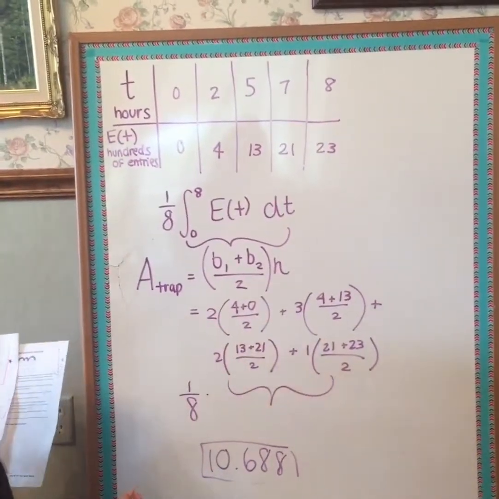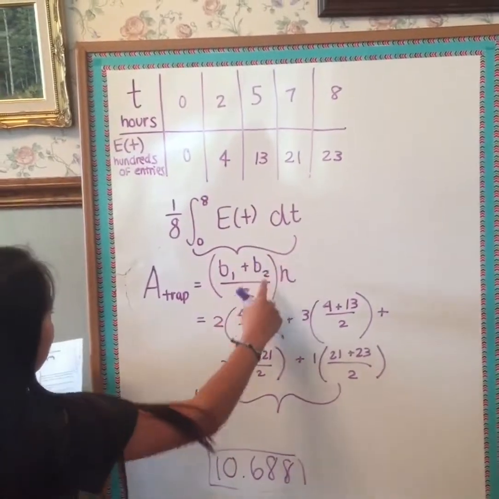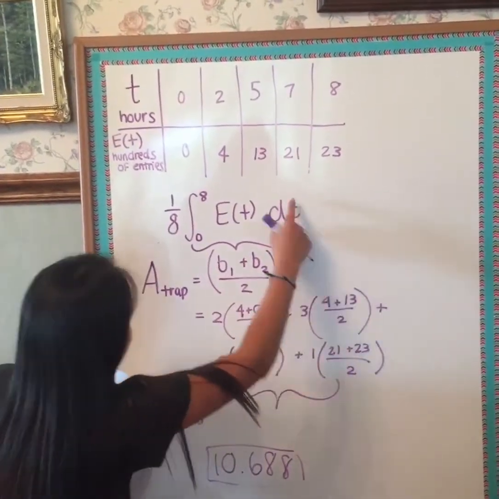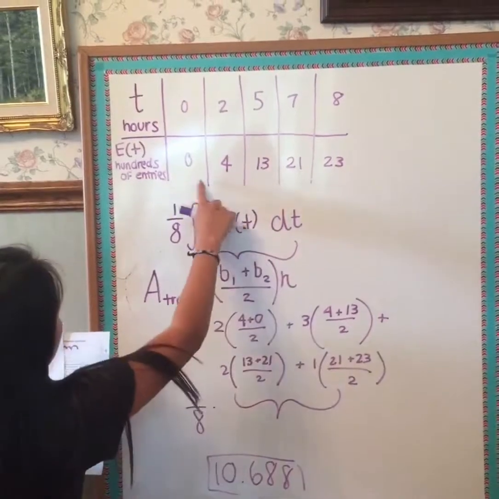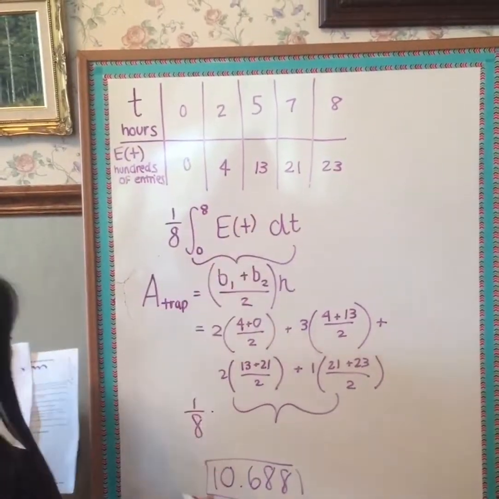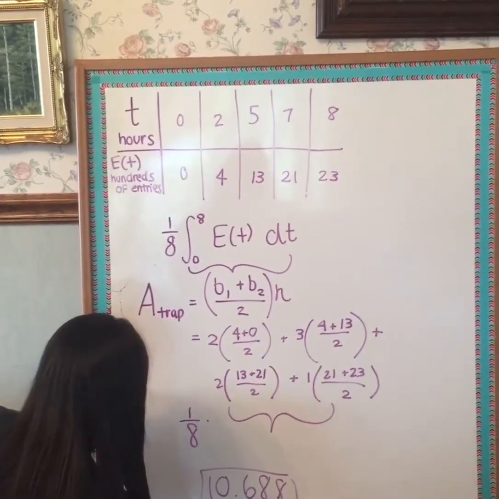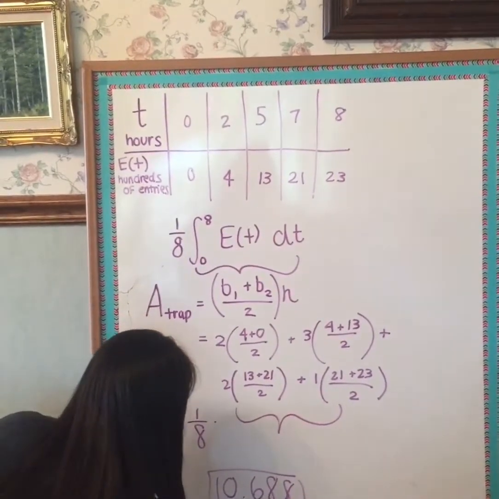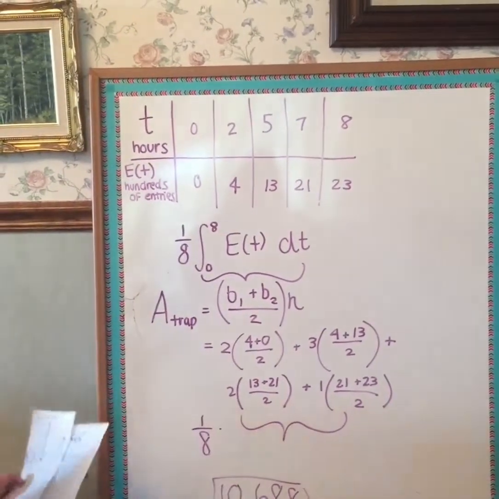And in Mr. Calculus, they did the same thing as us. They found the area of the different trapezoids using the data from the table. And in their answer, they also had 10.6875, but both answers are correct.